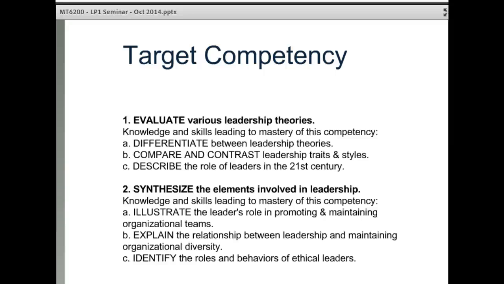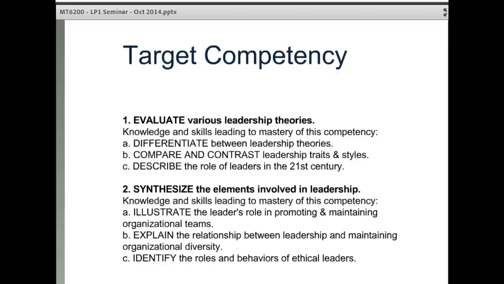So some of you are already doing that. Explain the relationship between leadership and maintaining organizational diversity. So we know the value of diversity. The idea that when people bring different concepts, different ideas, and they're trained to think, well, maybe we should question the way things are being done today. And as a leader, we need to be prepared for that and say, that's value.